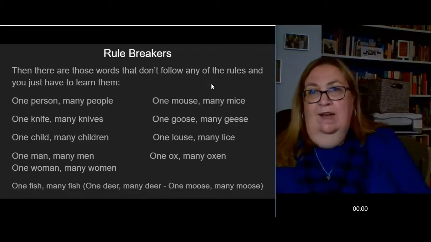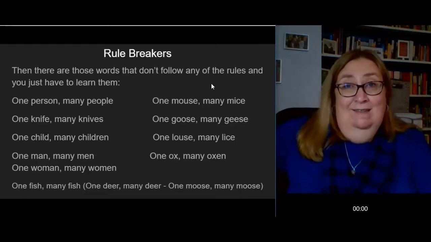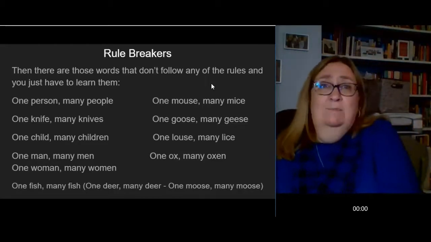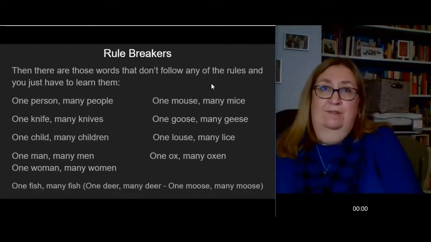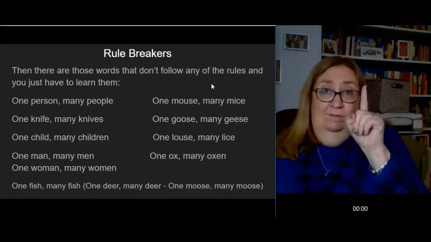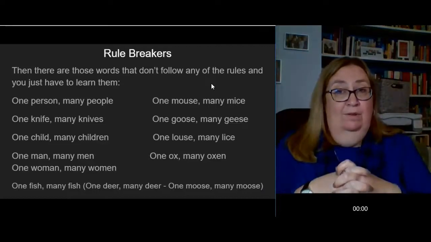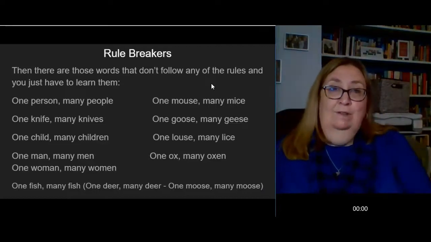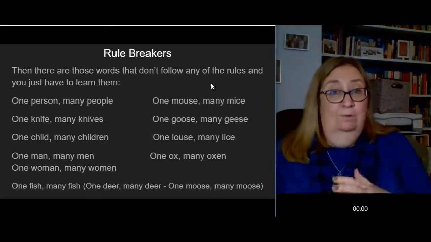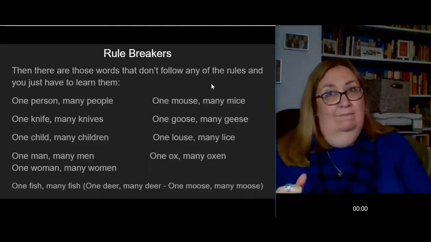You have to pay attention to the context of the sentence. So if I have one fish in the fish tank, that's singular. If I have 10 fish in the fish tank, that's plural. And I use the word fish both times. I have to pay attention to the context of the sentence. One fish, one, is singular. 10 fish is more than one, so it's plural. Same thing with deer. I can have one deer in the backyard, or I can have many deer in the backyard. Deer, deer. Moose, moose. They don't change. That's what makes it tricky.